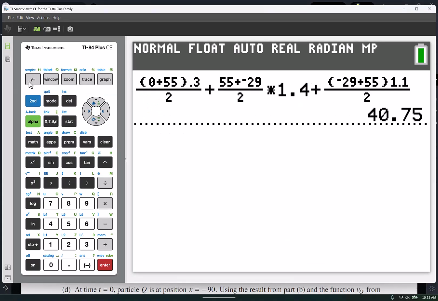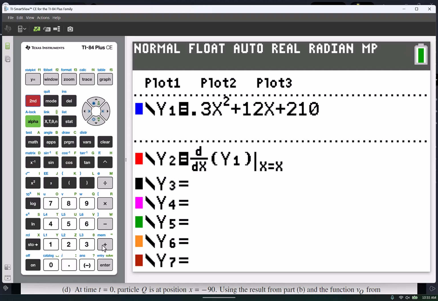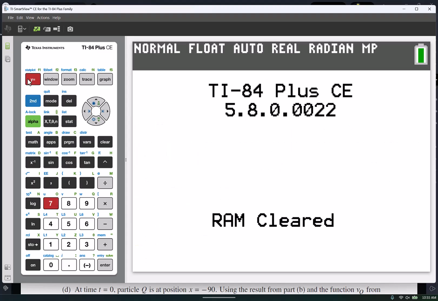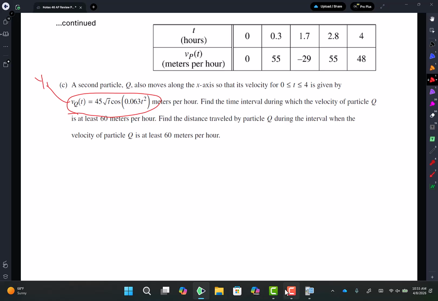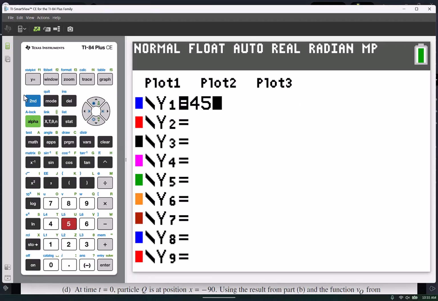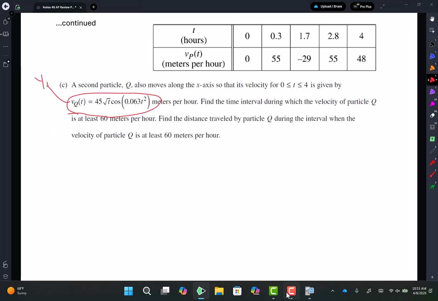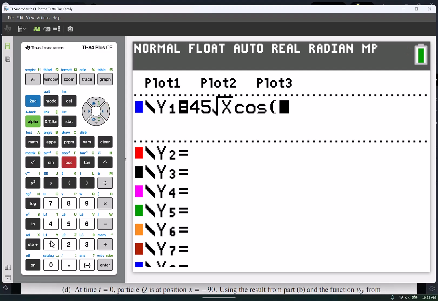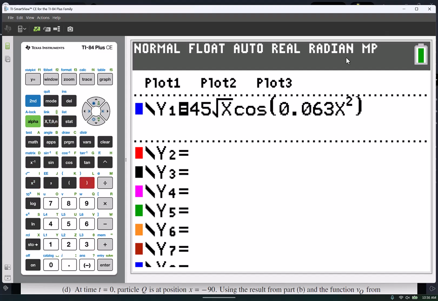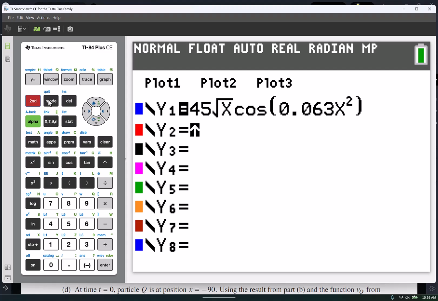So here we go. I'm going to go to y equals. Oh, let me clear it because I have some stuff in there. That was from yesterday after school. Y equals, and let me type that in. What is it? Can you guys hook me up? 45 square root of x. And then I get out of there. And then cosine of 0.063 x squared. Thank you. Make sure that your calculator is in radian mode because the pre-cal kids just got done doing law of sines, law of cosines last week. So there might be in degrees. I'll make sure to reset them all before your exam. There it is on Y1.